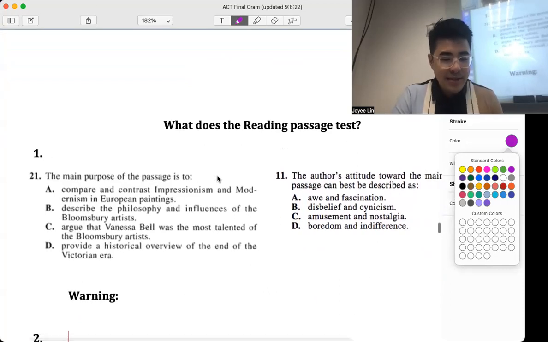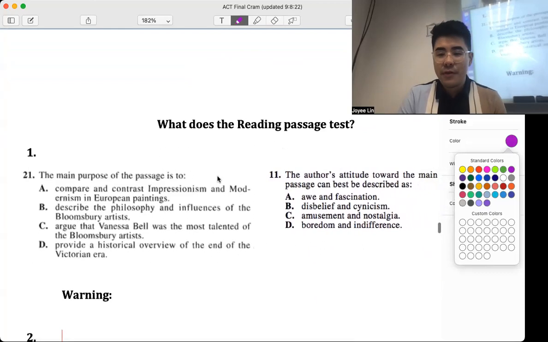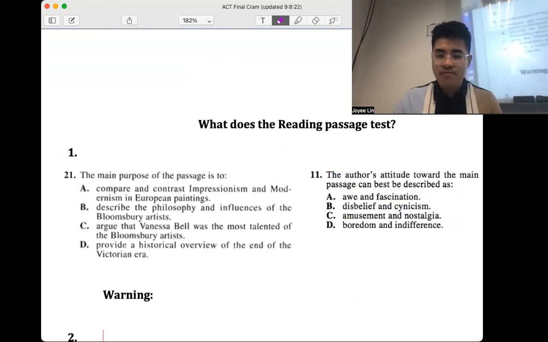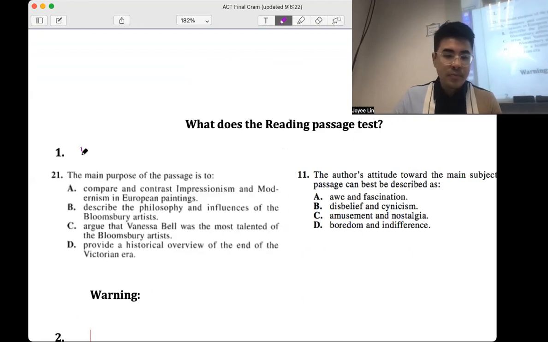What does the reading passage test? So the first one, right? First one is main idea type questions, main idea, main purpose. What do we need to be careful of on these types of questions? Main idea, main purpose. Don't be too specific, right?